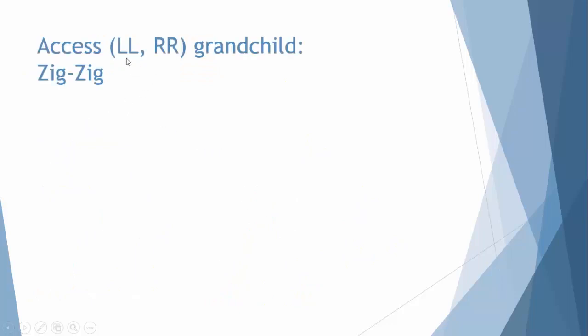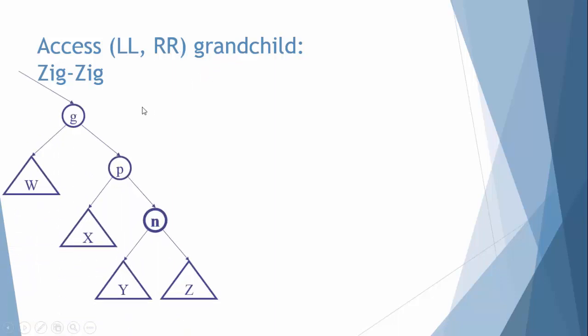Okay, what about the zig-zig pattern at the left-left or right-right grandchild? Here we have an example: grandparent, parent, and we need to access the node N and splay it to be the root of the tree. Here we need to rotate top down. What does that mean? It means that N, which is at the bottom level of the tree, becomes the top level of the tree, and G ends up at the bottom level. To do this operation, N will become the parent of P, and P will become the parent of G.